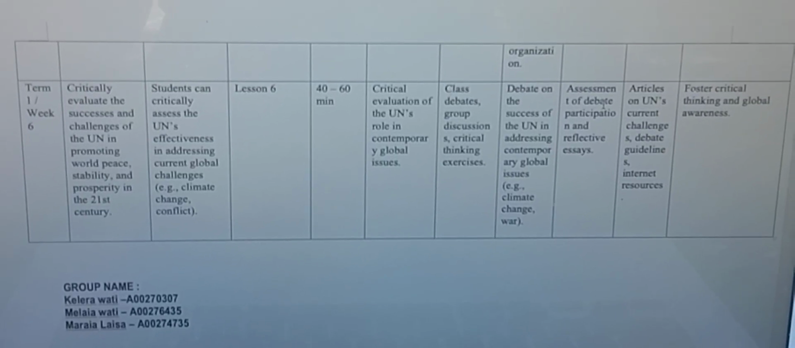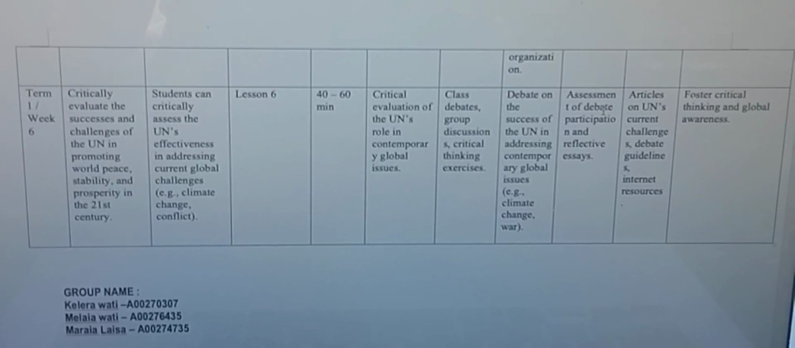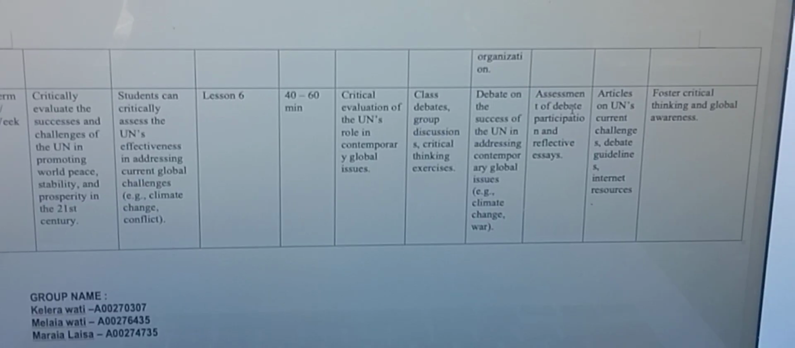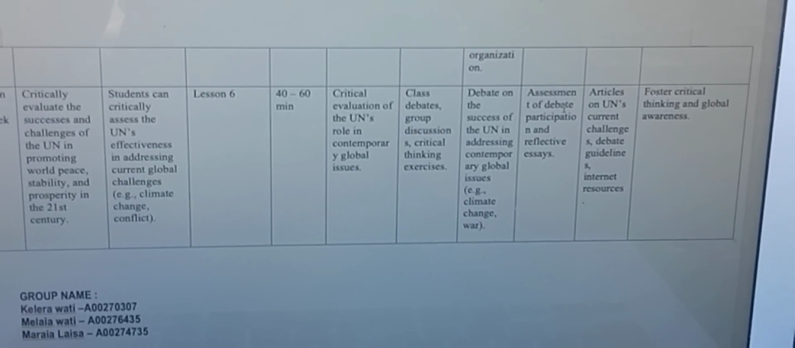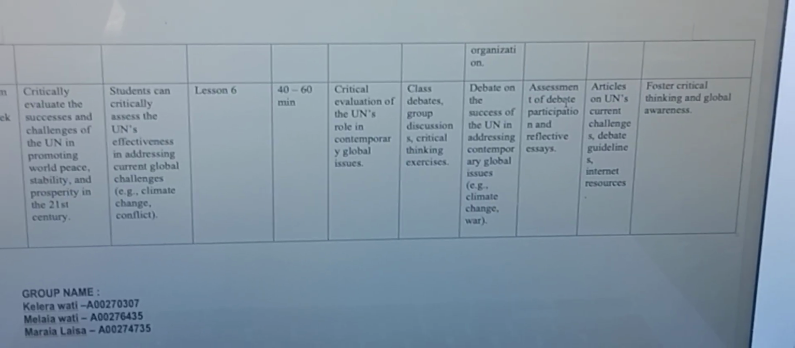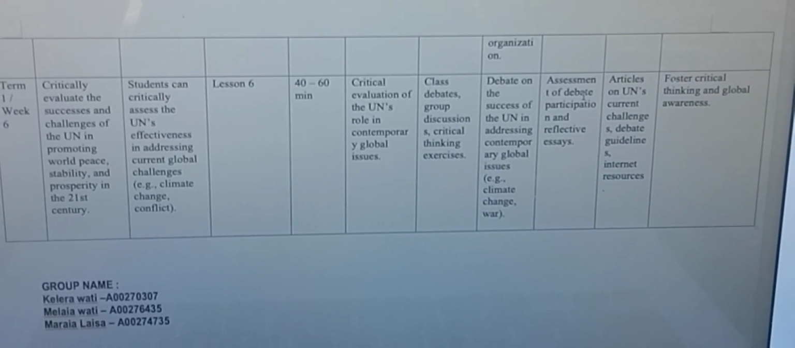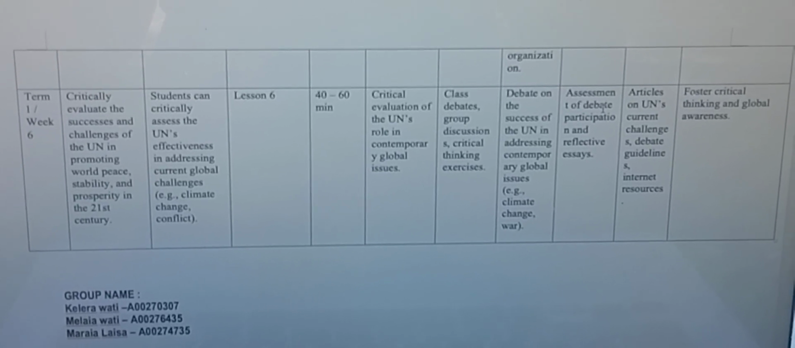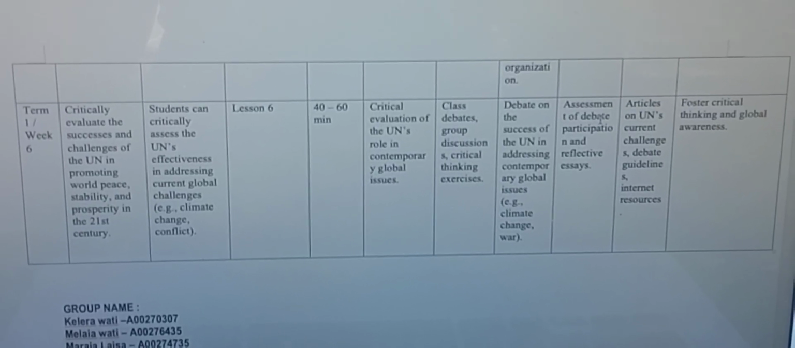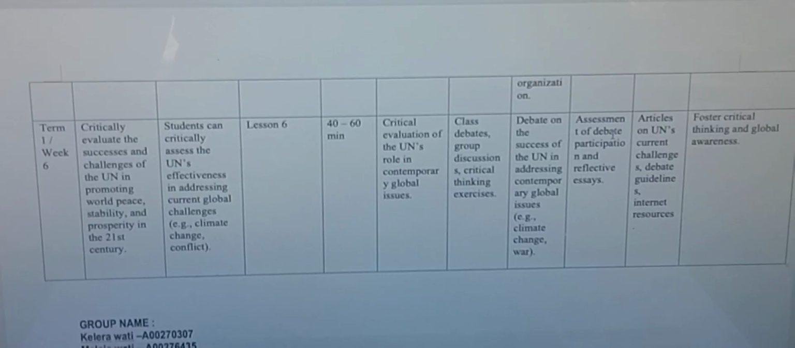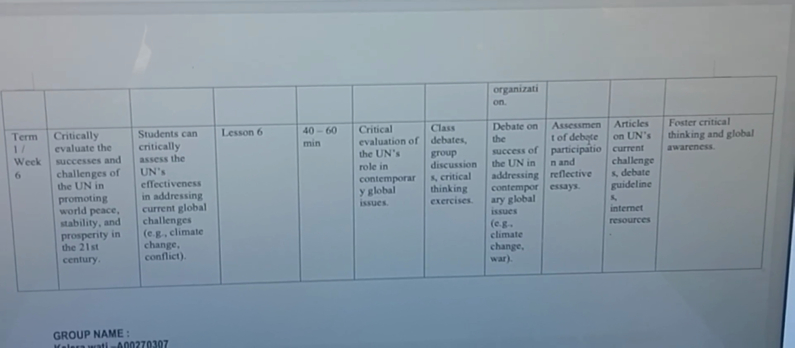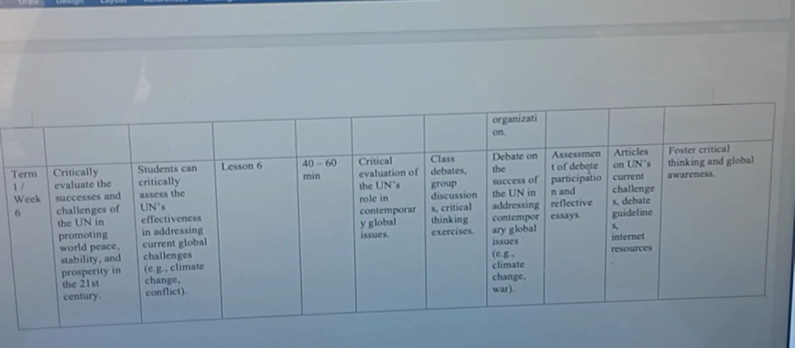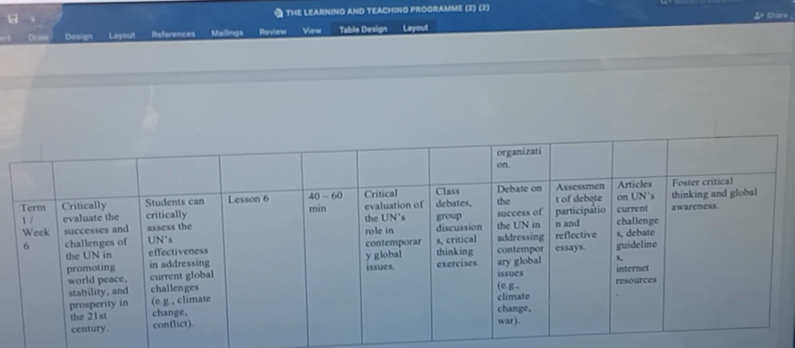Our learning and teaching focus is critical evaluation of the UN's role in contemporary global issues. Our teaching strategies are class debates, group discussions, and critical thinking exercises. Moving on to our student activities: debate on the success of the UN in addressing contemporary global issues, for example, climate change and war. Moving on to our assessment strategy: assessment of debate participation and reflective essays. Moving on to our resources: articles on UN current challenges, debate guidelines, and internet resources. Moving on to our remarks: foster critical thinking and global awareness.